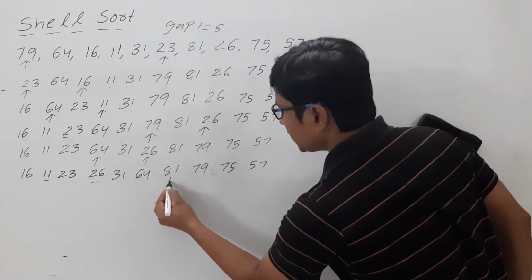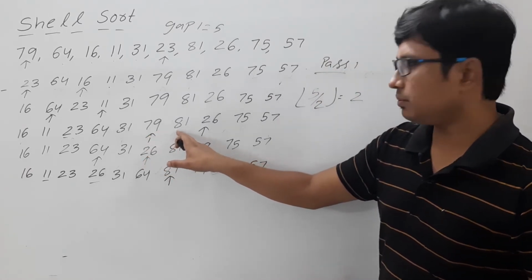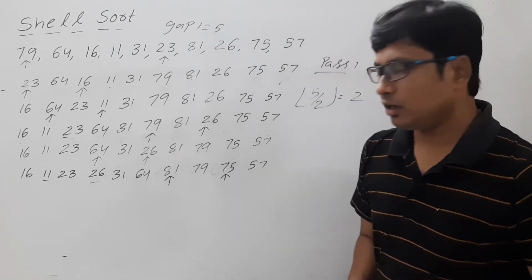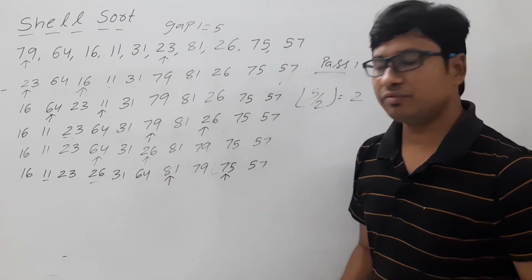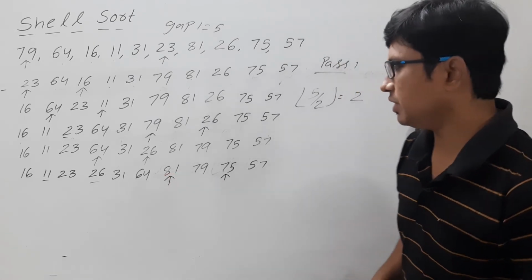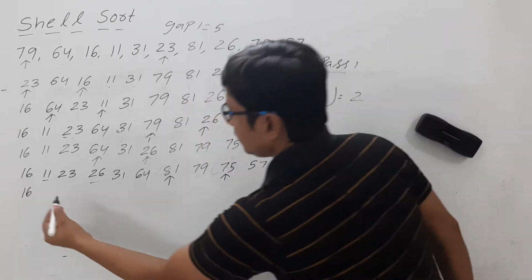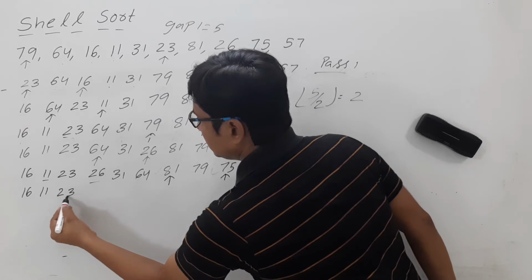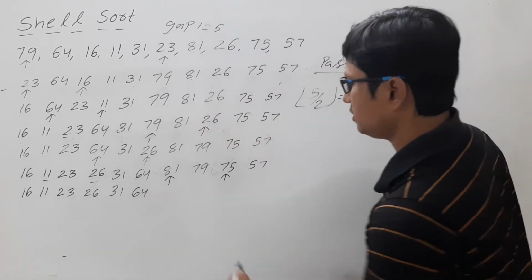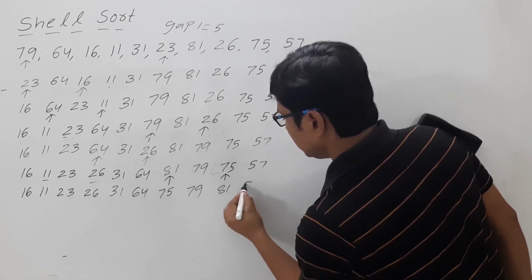I need to compare 81 because here it was 79. Now if I have to increment, it will be 81. Need to compare with 75. Now if I compare 81 and 75, 81 is greater than 75. So I need to swap them. Is it clear? If I swap, it will be 16, 11, 23, 26, 31, 64, 75, 79, 81 and 57.